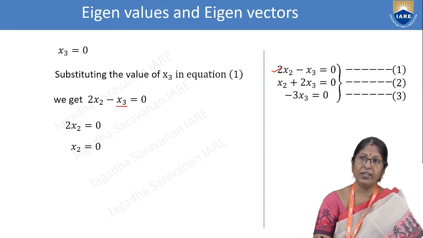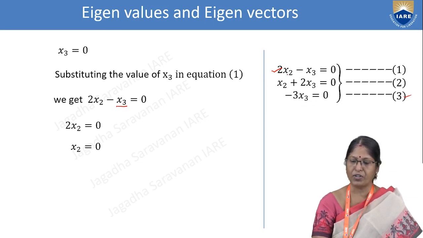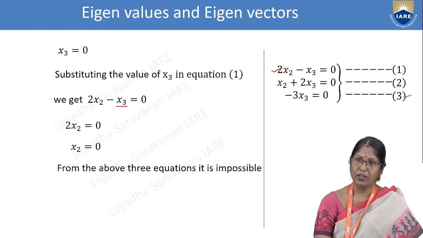So from equation 3 we took the x3 value, and got x3 equal to 0. With the help of the x3 value, we substituted in equation 1, and got x2 equal to 0. One small doubt which may arise in our mind: why specifically take equation 1, why can't we take equation 2? Nothing wrong in it, we can take even equation 2 also. Now, x3 we got, x2 we got.